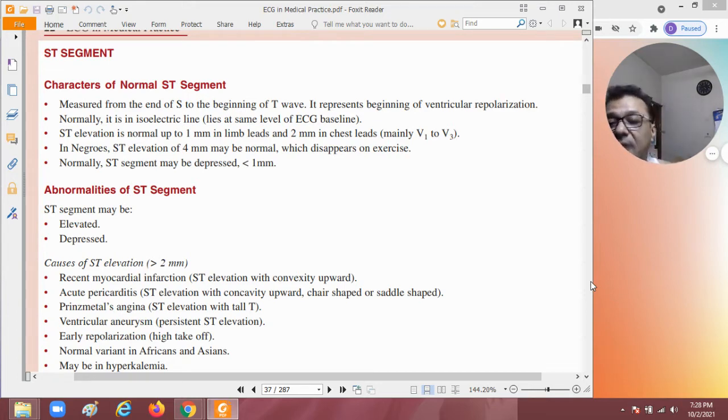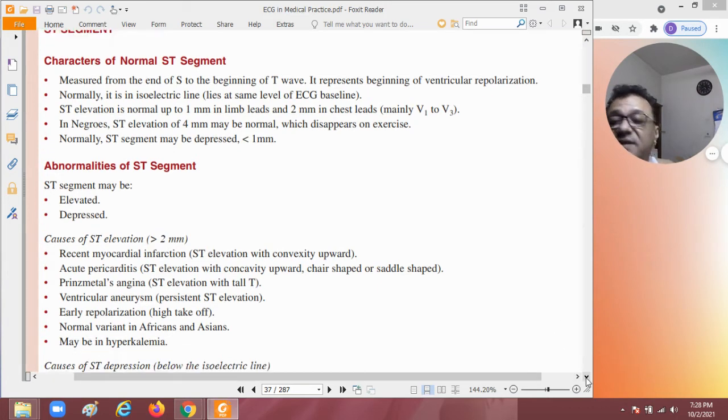Now let's go to the abnormalities of the ST segment. The ST segment abnormalities are ST elevation, abnormal ST depression, and early repolarization or high takeoff. What are the causes of ST elevation? What is abnormal ST elevation? That means greater than 1 millimeter in limb leads and 2 millimeters in chest leads. What are the causes? Recent myocardial infarction, acute pericarditis, variant angina, ventricular aneurysm, early repolarization, and hyperkalemia.